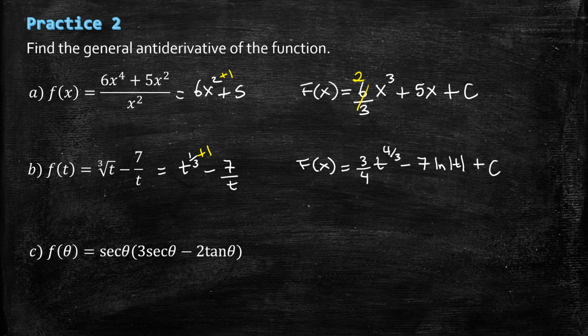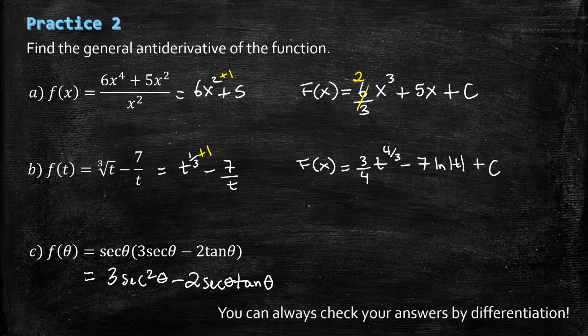And then one more example. Here we have to sort of get rid of the product situation, so let's distribute that. And minus 2 secant theta tan theta. And then it might help to make sure you refer back to the slide from the page before.